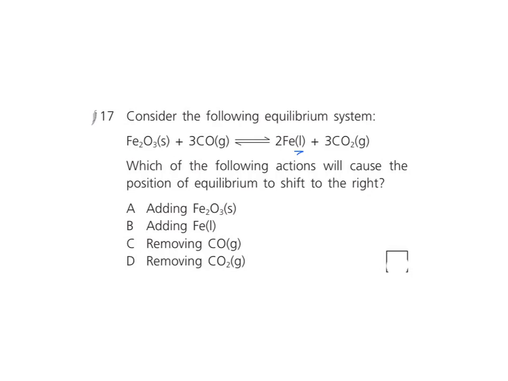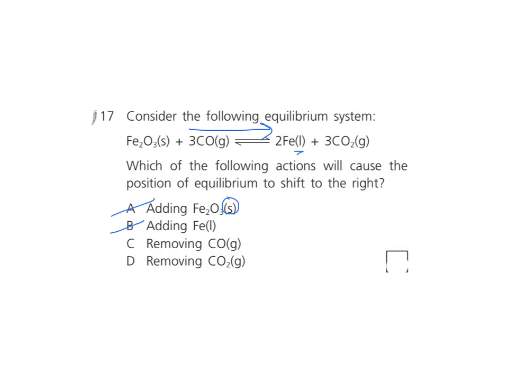iron is liquid, so this must be done at a high temperature. Which of the following actions would cause the equilibrium to shift to the right? If we add some Fe2O3, well, notice it's a solid. Solids do not affect the position of equilibrium, so no. Adding iron, well, it's a liquid. Liquids and solids do not affect the position of equilibrium, so no.